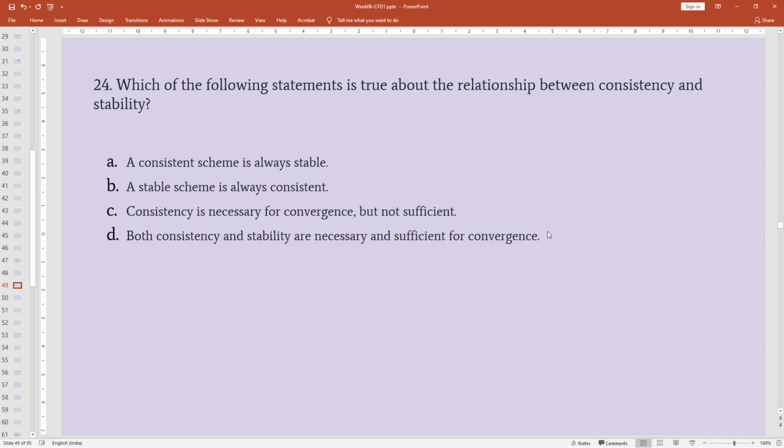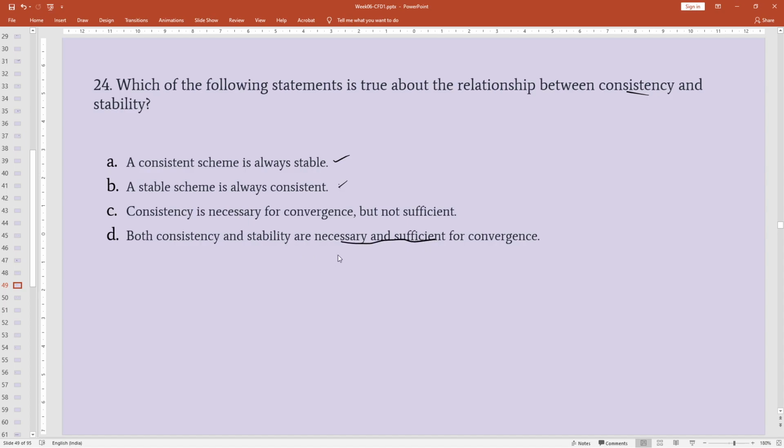No, it's not option D. So the question is about the relationship between consistency and stability. Actually, it's again a word play. You can just ignore these two options because they are the same but written oppositely. If you are able to ignore these two options, then the left are C and D. So what does option D say? Both consistency and stability are necessary and sufficient.